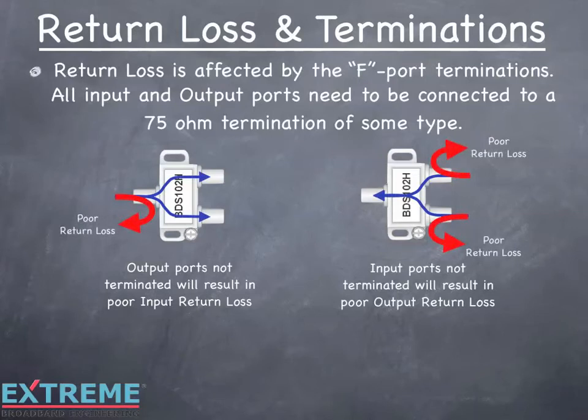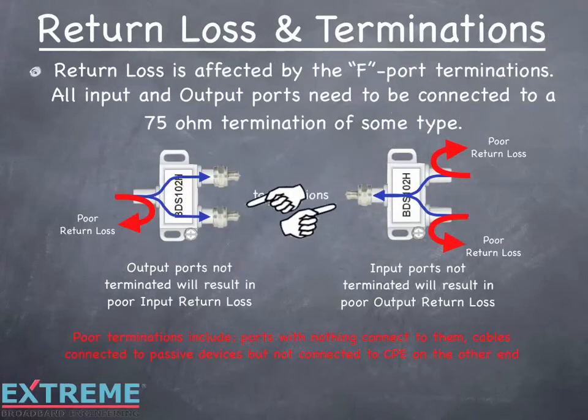Some poor terminations include ports with nothing connected to them, and cables connected to passive devices but not connected to the CPE on the other end. Once the proper terminations are in place, the return loss meets the device's return loss specifications.